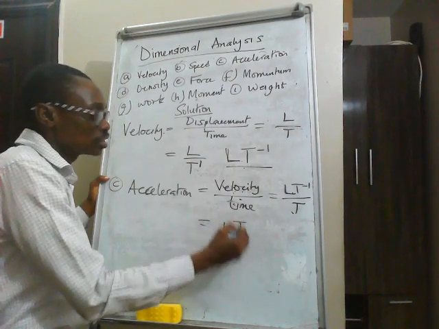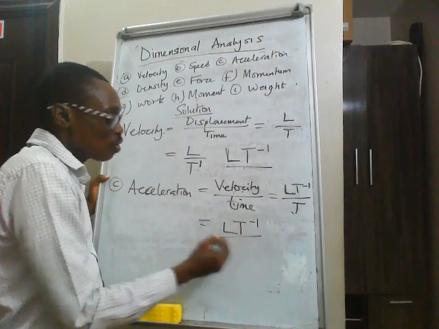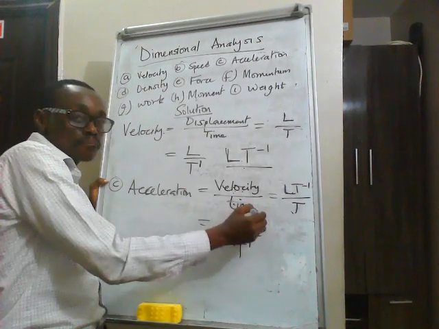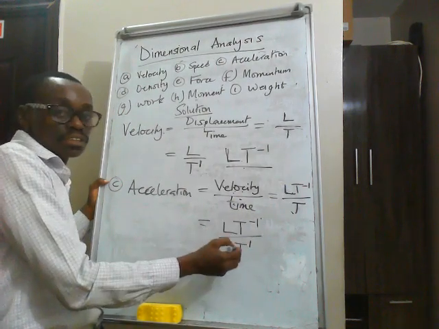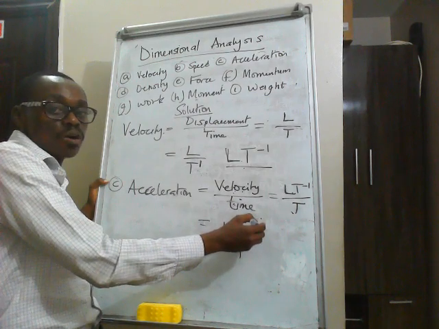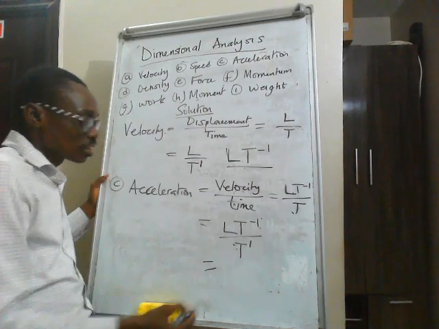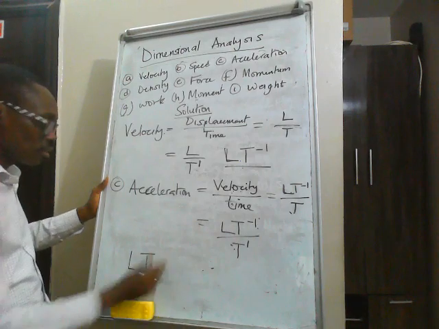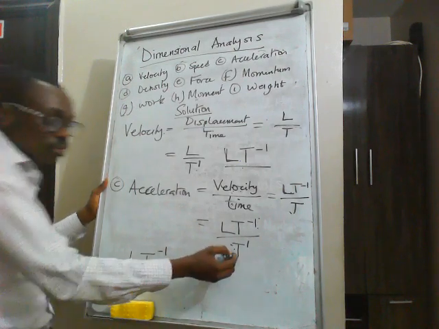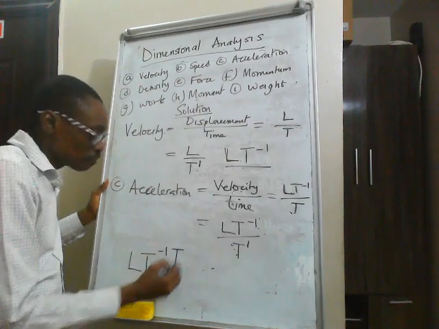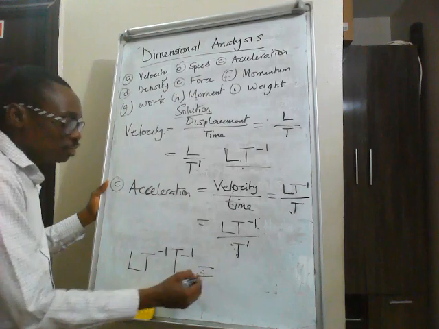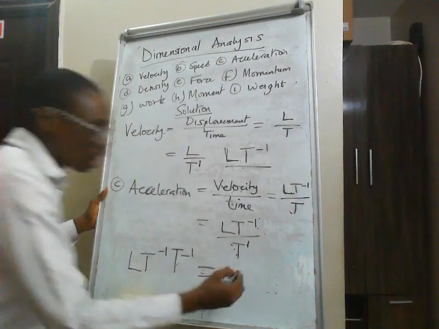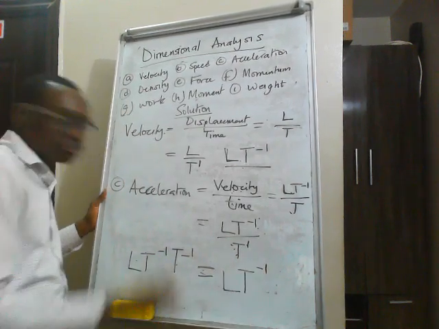We have L T raised to power minus 1 over T, which carries an invisible 1. We're going to take this T and bring it up so that the T down here can merge with the T above. So let me move over here so I will have space. We have L T minus 1. When this T raised to power 1 goes up, it becomes minus 1. So at the end of the day, we have L T minus 1 T minus 1. How does that work out? We just bring the powers together.